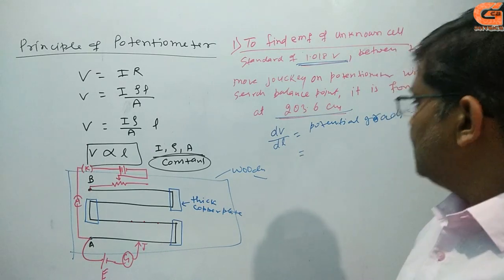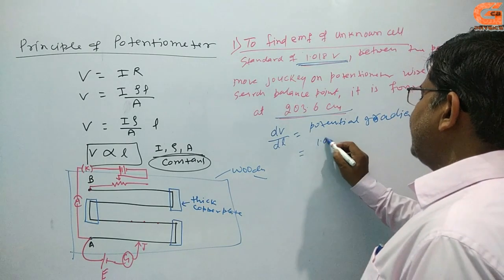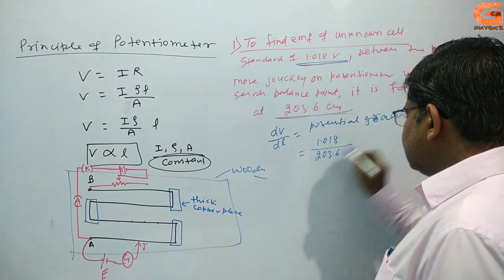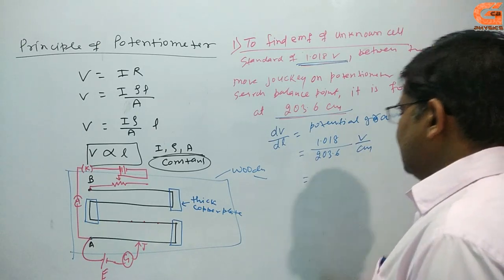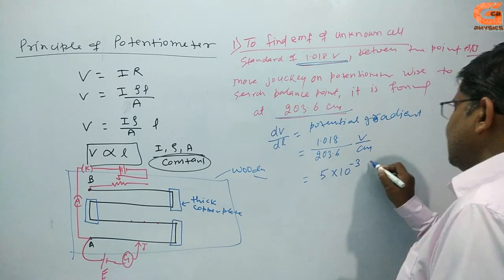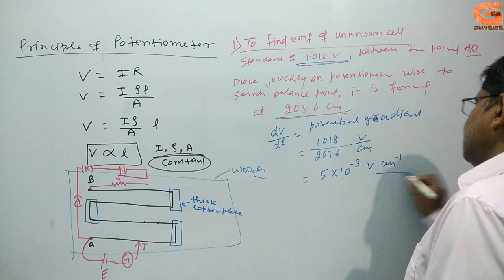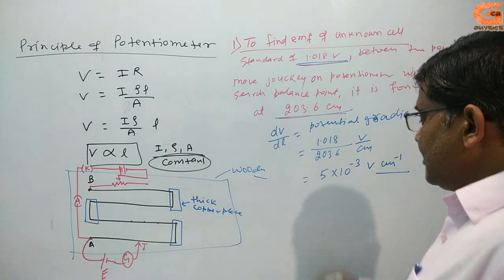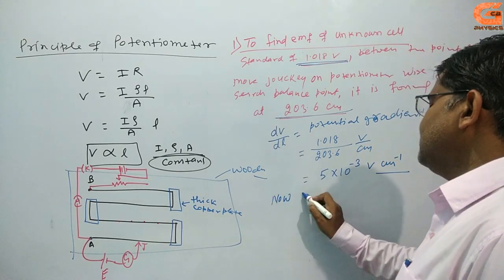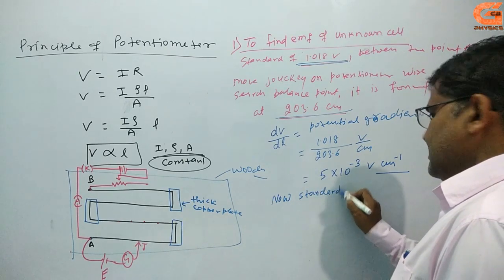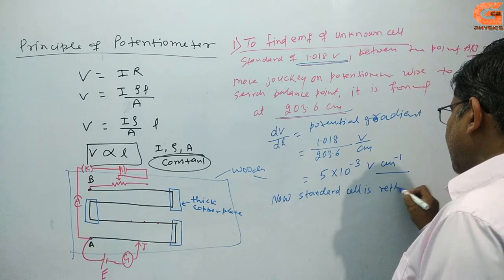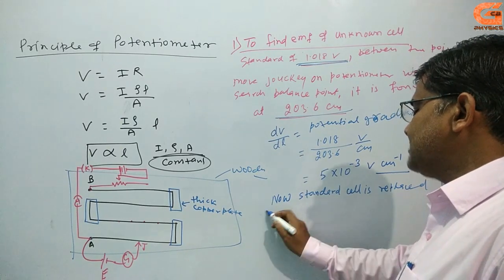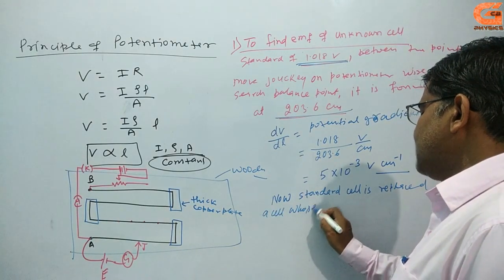This is equal to 1.018 upon 203.6, where the numerator is in volt and the denominator is in centimeter. This becomes 5 into 10 to the power minus 3 volt per centimeter. Now the standard cell is replaced by a cell whose EMF is unknown.